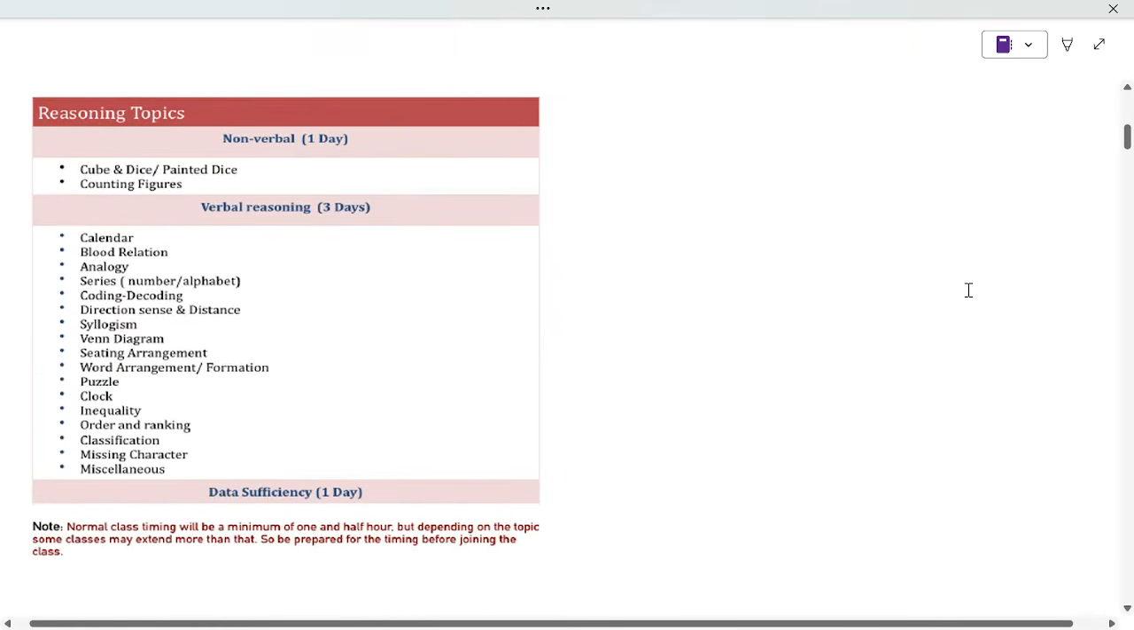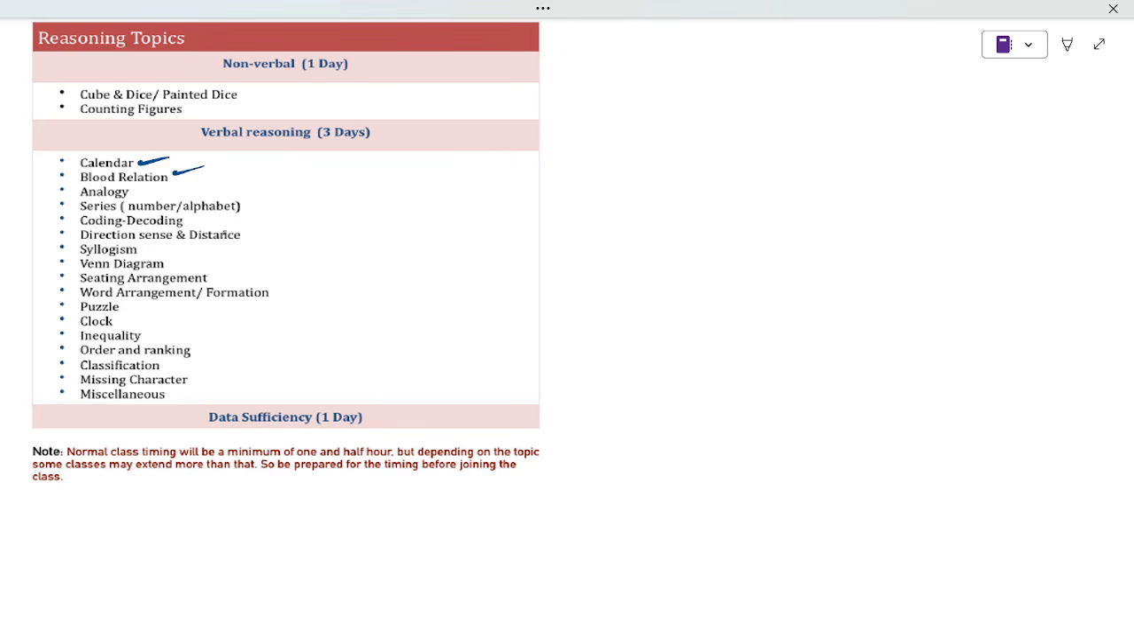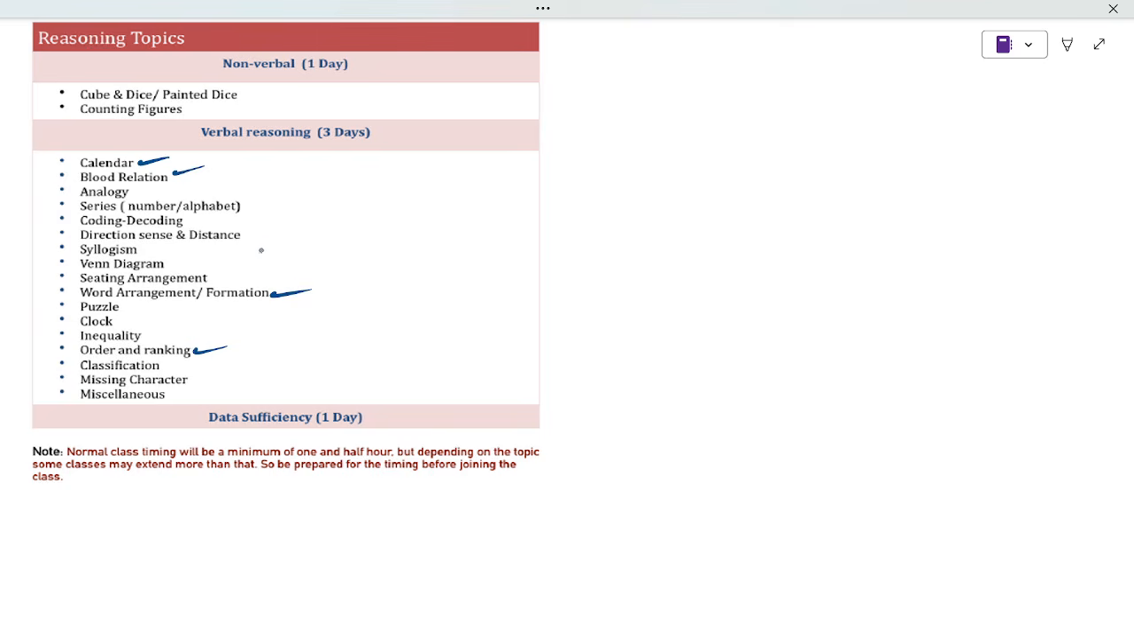Alright, so in the last class we discussed calendar, blood relation, and then what was the other one? Order ranking. So tonight let's try to cover the maximum number of topics. Let's discuss word arrangement. I know it's very easy, but if we are not familiar with the questions, then during exam time we will definitely get exam pressure. Word arrangement and formation is very easy, very scoring.